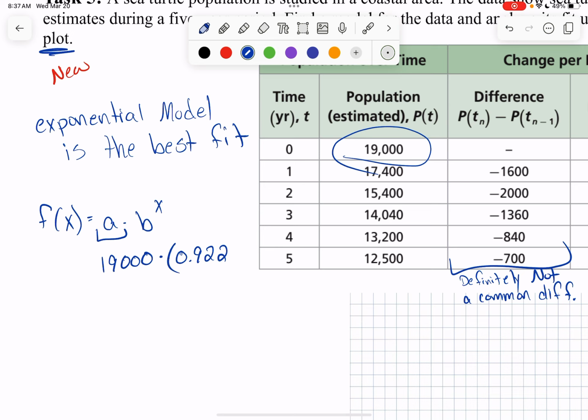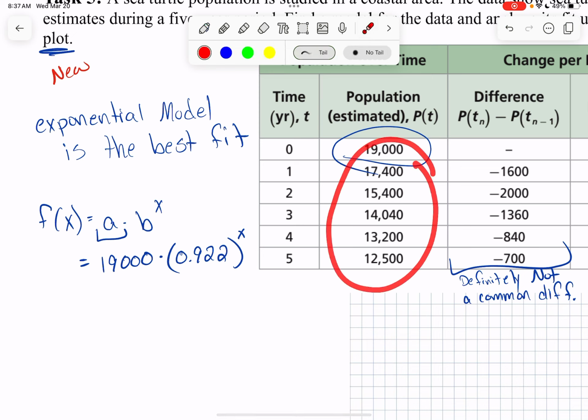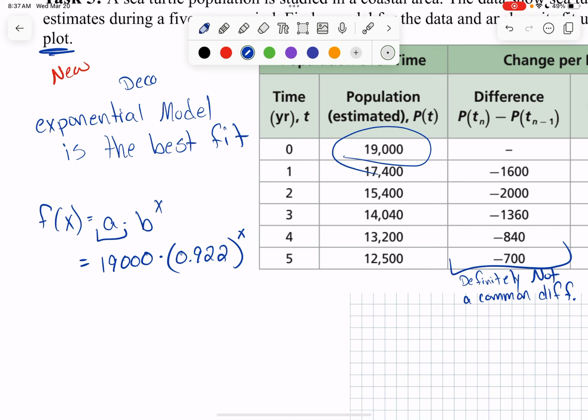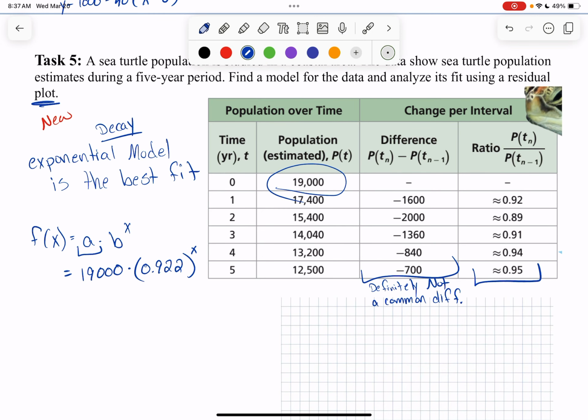So this is a decay function, which makes sense because the population of turtles is decreasing. So it is a decay function, an exponential decay model. Okay, so there's our equation, 0.922. So now we're going to go ahead and look at the residuals.